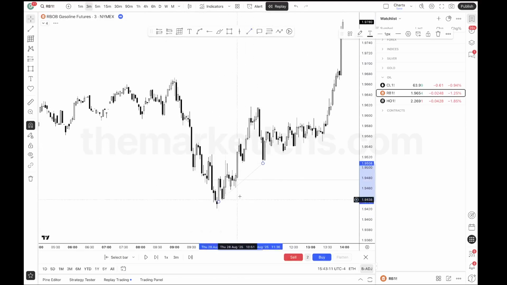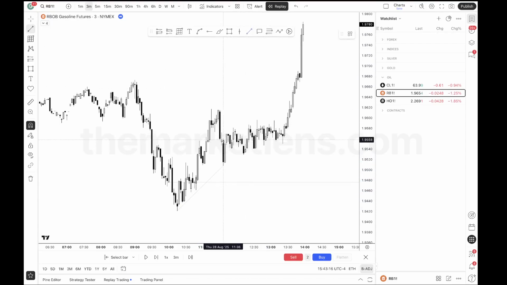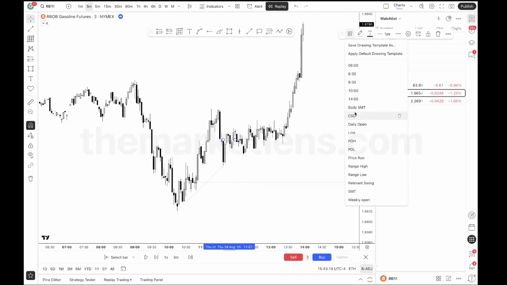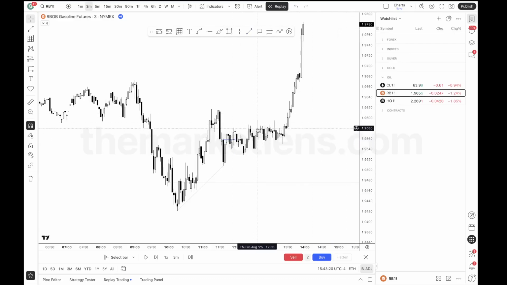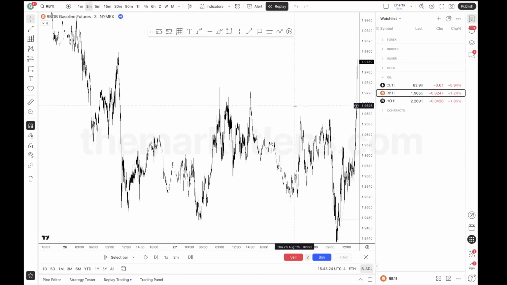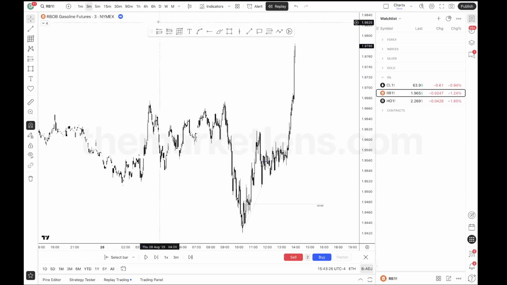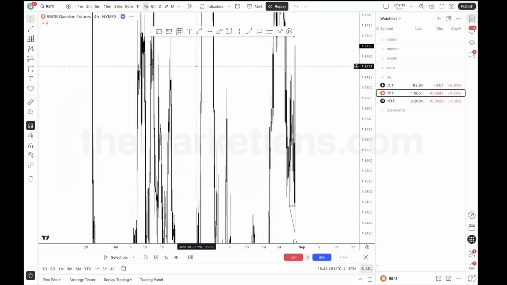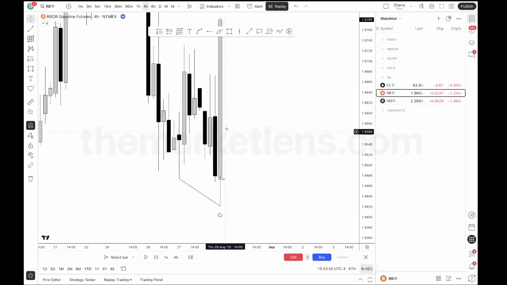Here's that SMT. These are the opposing candles that created the SMT. And that's my entry there. It was pretty ugly for a while. But as you see, it worked out, right? And we have a really nice draw on liquidity, a bunch of failure swings to target. And yeah, that's just going from a daily profile, right?